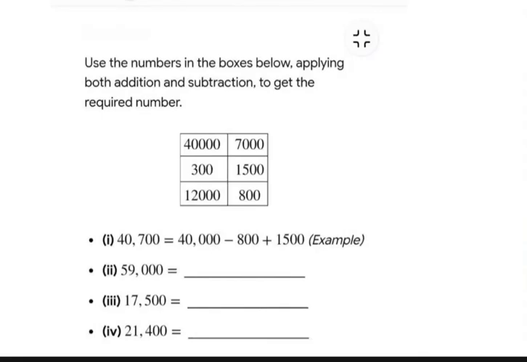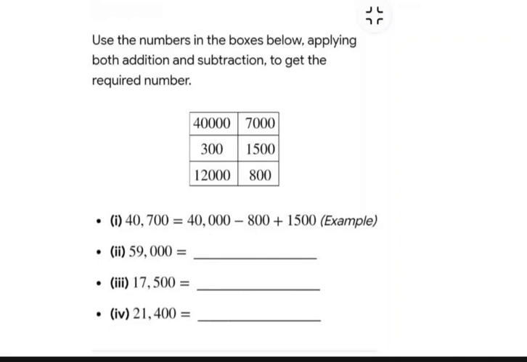Here you can see 6 boxes. Each box contains numbers. So our task is to use only these numbers to make the required number. But there is one important condition: we can use addition and subtraction only here. Here is the first question. It is already given to us as an example. The target number is 40,700. Let us see how they followed the rule.